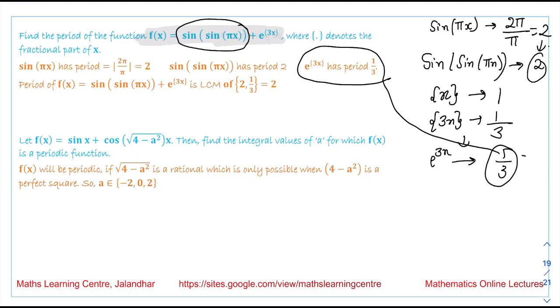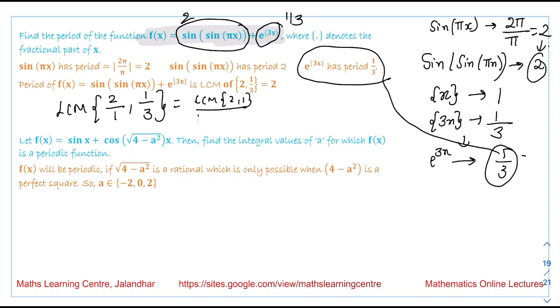Now we have the period of this portion over here: the period of sine of pi x is 2. The period of e raised to the power fractional part of 3x is 1 by 3. So the period of the sum of these two will be the LCM of 2 by 1 and 1 by 3, that is, the LCM of 2 and 1 over the HCF of 1 and 3. So the answer we obtain is 2 by 1, that is equal to 2. So this is the period of this function f(x).